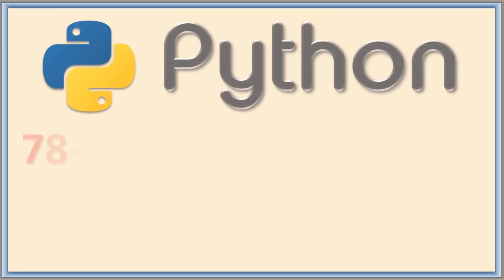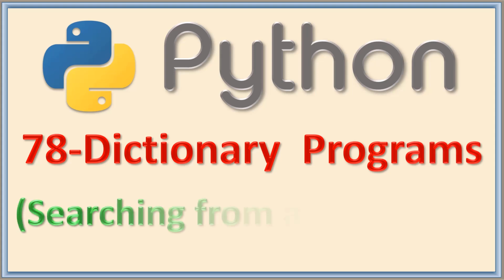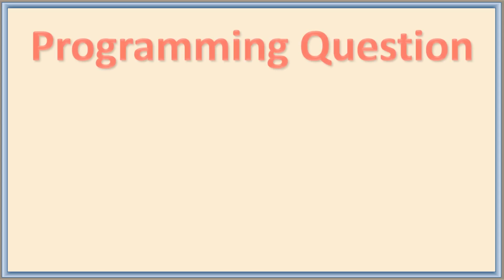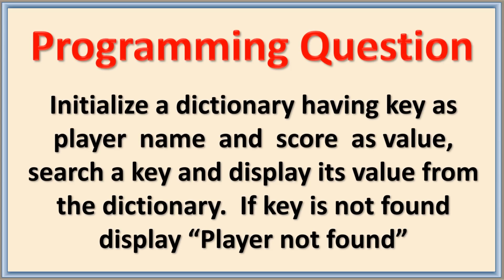Hello everyone, welcome back. From this class we are going to start dictionary programs, searching from a dictionary. Let us understand the question. Initialize a dictionary having key as player name and score as value. Search a key and display its value from the dictionary. If key is not found, display player not found. Let us open Python.